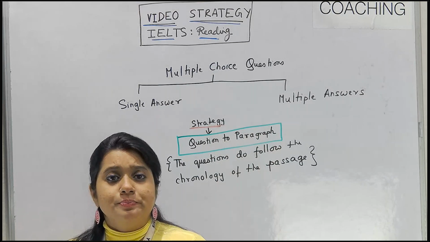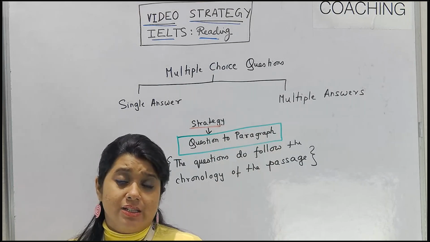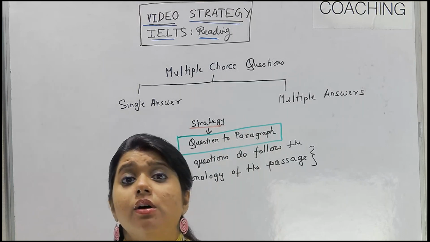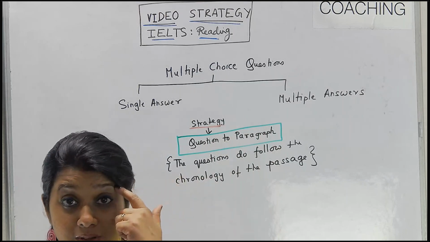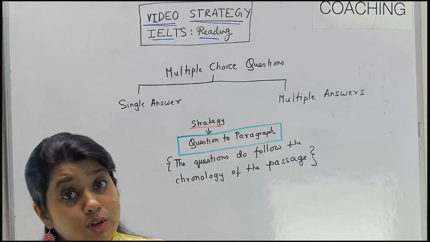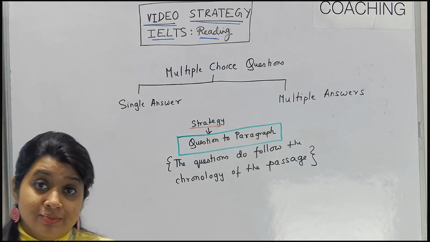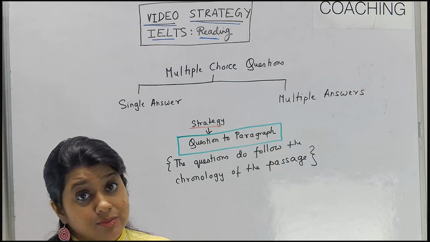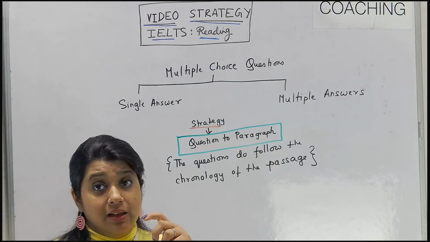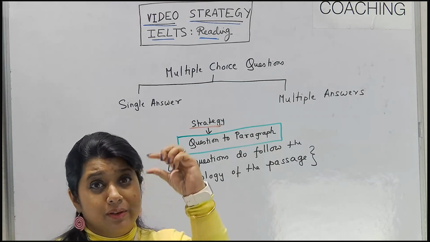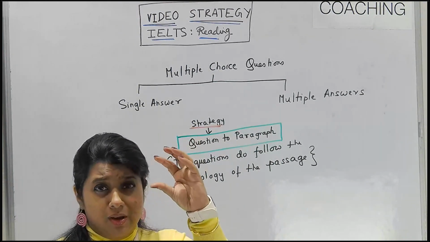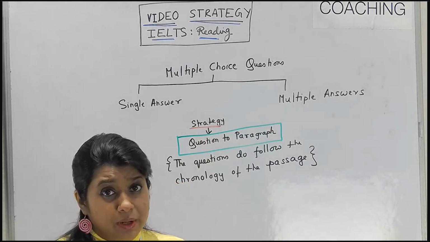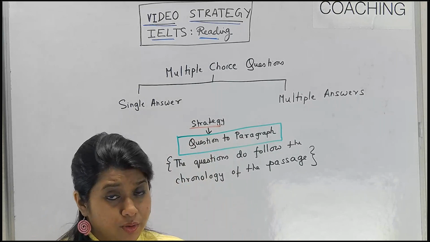Now, here we go. One best part is that multiple choice questions will always follow the order of the text. In other words, the questions will follow the chronology of the passage. Whenever the question follows the chronology of the passage, you will know that the answer for the first question will be there in the first, maybe the first paragraph. The answer for the second question can be there right below that. It will follow the order of the passage.